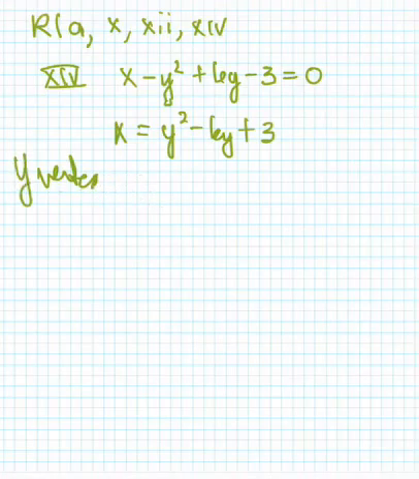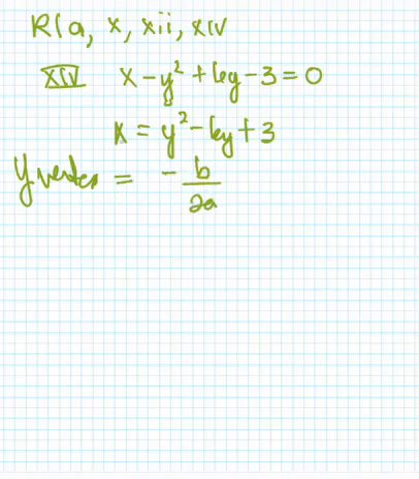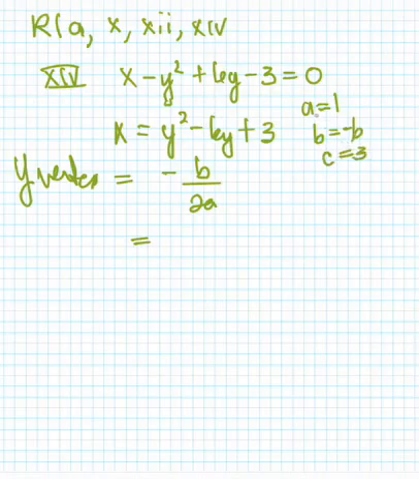So the y coordinate of the vertex is going to equal the opposite of b over 2a. Once you get it in this standard form, the opposite of b over 2a. Looking over here, a is 1, b is negative 6, and c is 3. A is the coefficient of the quadratic term, b is the coefficient of the linear term, and c is the constant. So the opposite of b would be positive 6, because b is negative 6, over 2a, which is going to be 3, right? I think I'm right there.